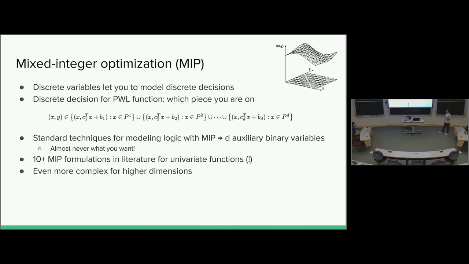There is a whole host of different MIP formulations in the literature for modeling univariate functions. So the case with this x here is that it just lies in the reals, right? And things get even more complex when you go into higher and higher dimensions. So there's not one right answer. What's that formulation? We'll get to that. There's no right answer, and things get complicated in higher dimensions. Things are complicated even in the univariate case, so we want to automate this in some way.